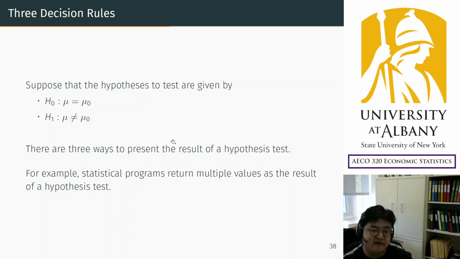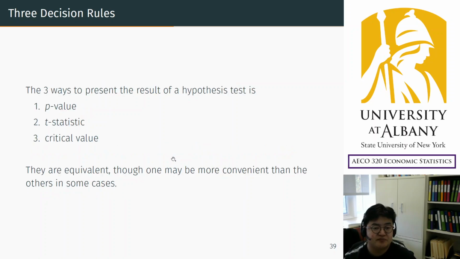Different numbers may be given instead of p-values. Other numbers may be available, and then you have to make a decision based on different measures. So the three decision rules are based on the p-value, which is what we learned so far; second, the t-statistic, the standardized difference; and third, the critical value. This is a little new here.